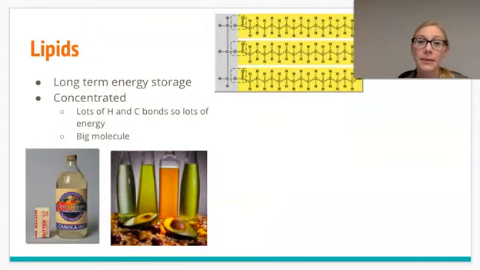Lastly, we have our lipids. Lipids, remember, they're really big molecules. They have these huge hydrocarbon chains, and carbon-carbon bonds tend to hold a lot of energy in them. So lipids tend to be used for long-term energy storage. They tend to be concentrated with those hydrogen and carbon bonds, and there's lots of them. And we think big energy because they're big molecules.